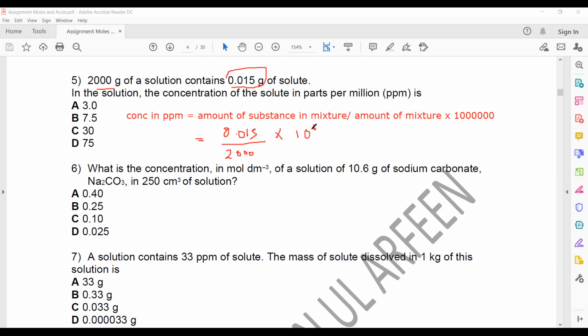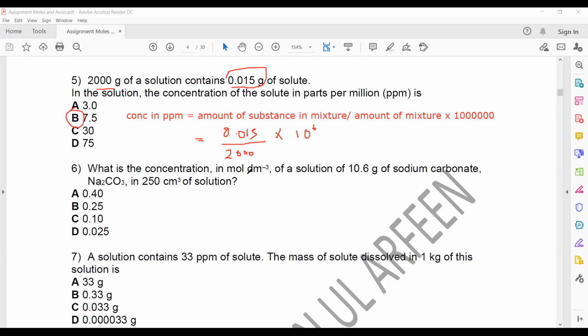So if we have 0.015 divided by 2000 multiplied by 1 million, what will be the answer? 7.5. So B is the correct answer. Another example.